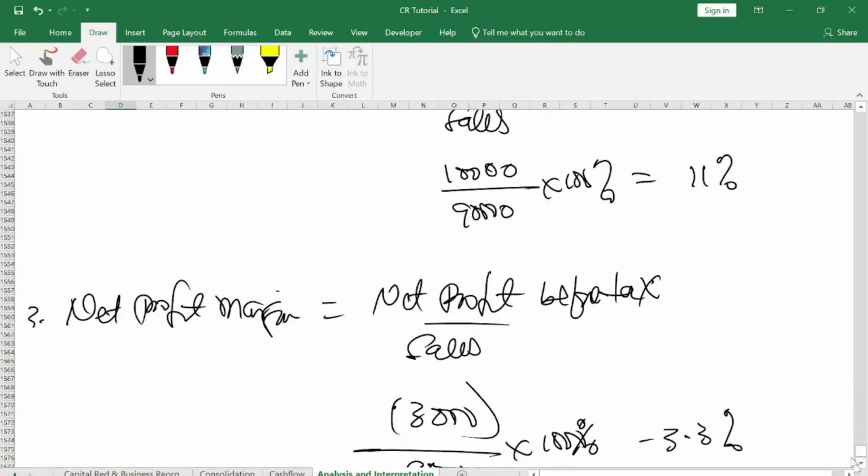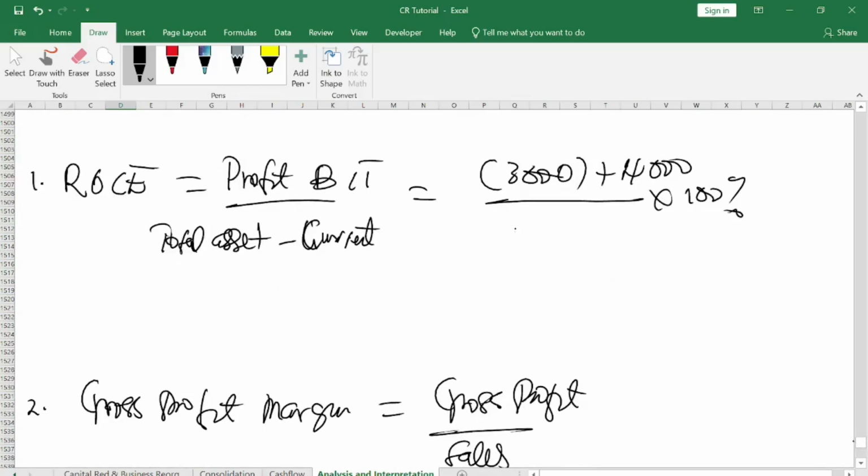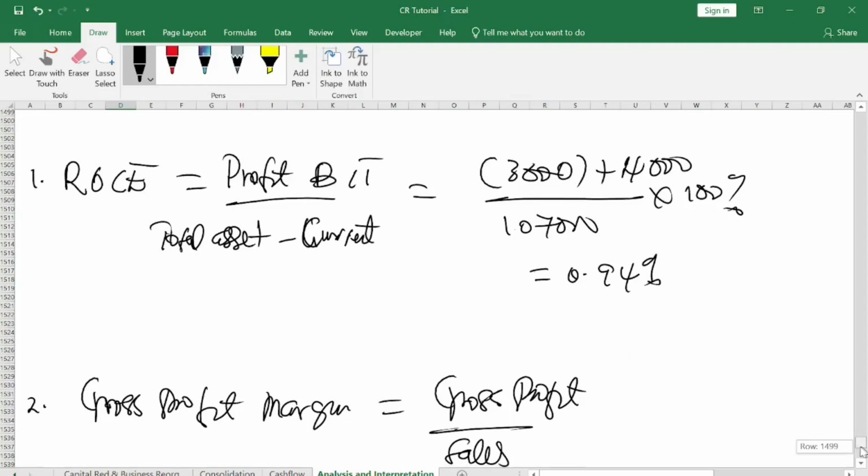129,000 minus 22,000. How much is it? 107,000. So what do you have? 0.94%. So you are right. Like this, right? What can you say about this? You understand? So when you are done doing this, then you come and do your analysis. That's all.